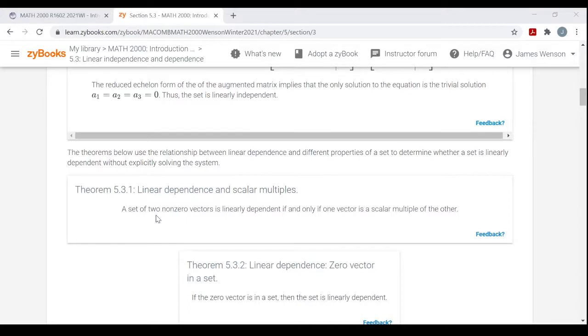A set of 2 non-zero vectors is linearly dependent if and only if one vector is a multiple of the other, meaning one vector is a linear combination of the other. Right? Because if there's only a single vector other than the one you're looking at, a linear combination is a scalar multiple.